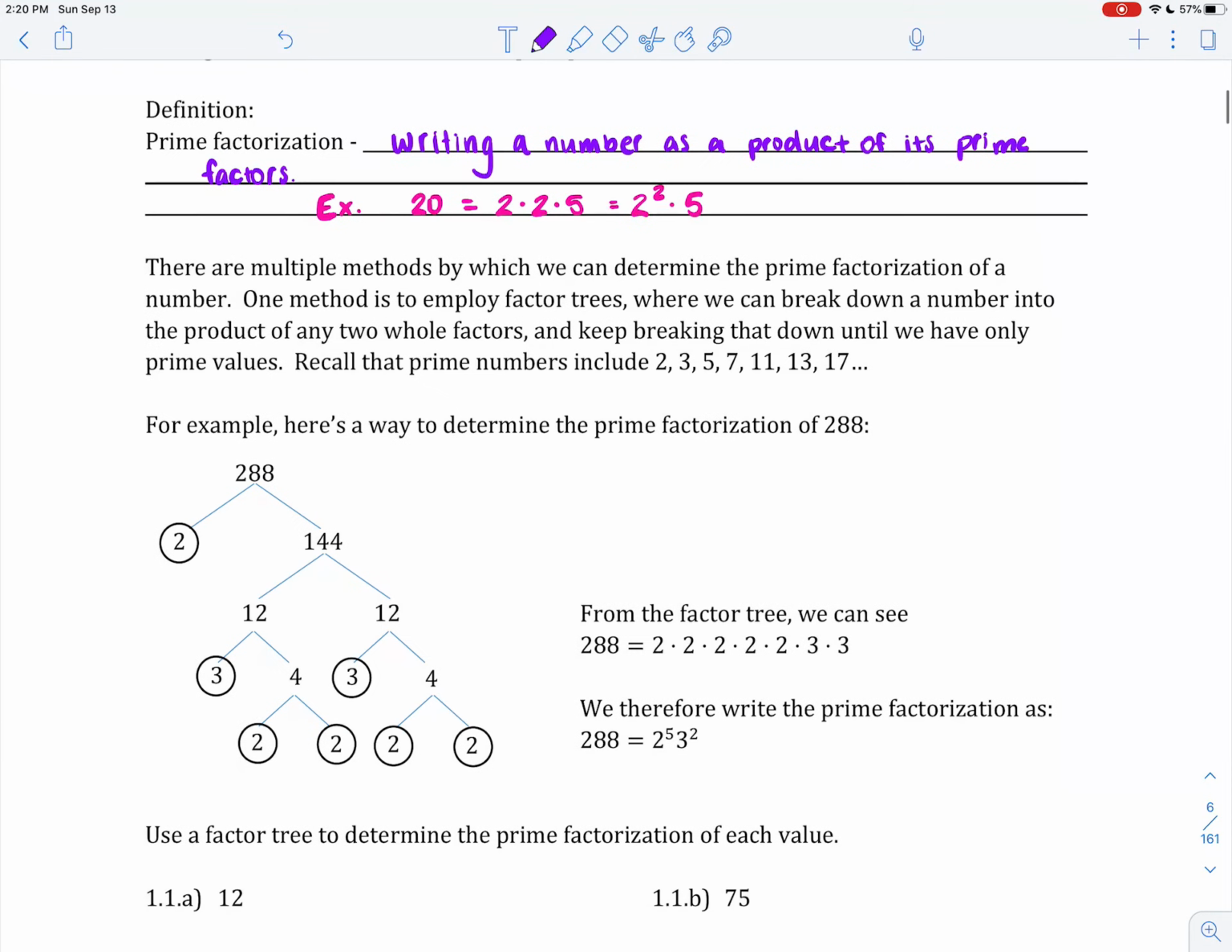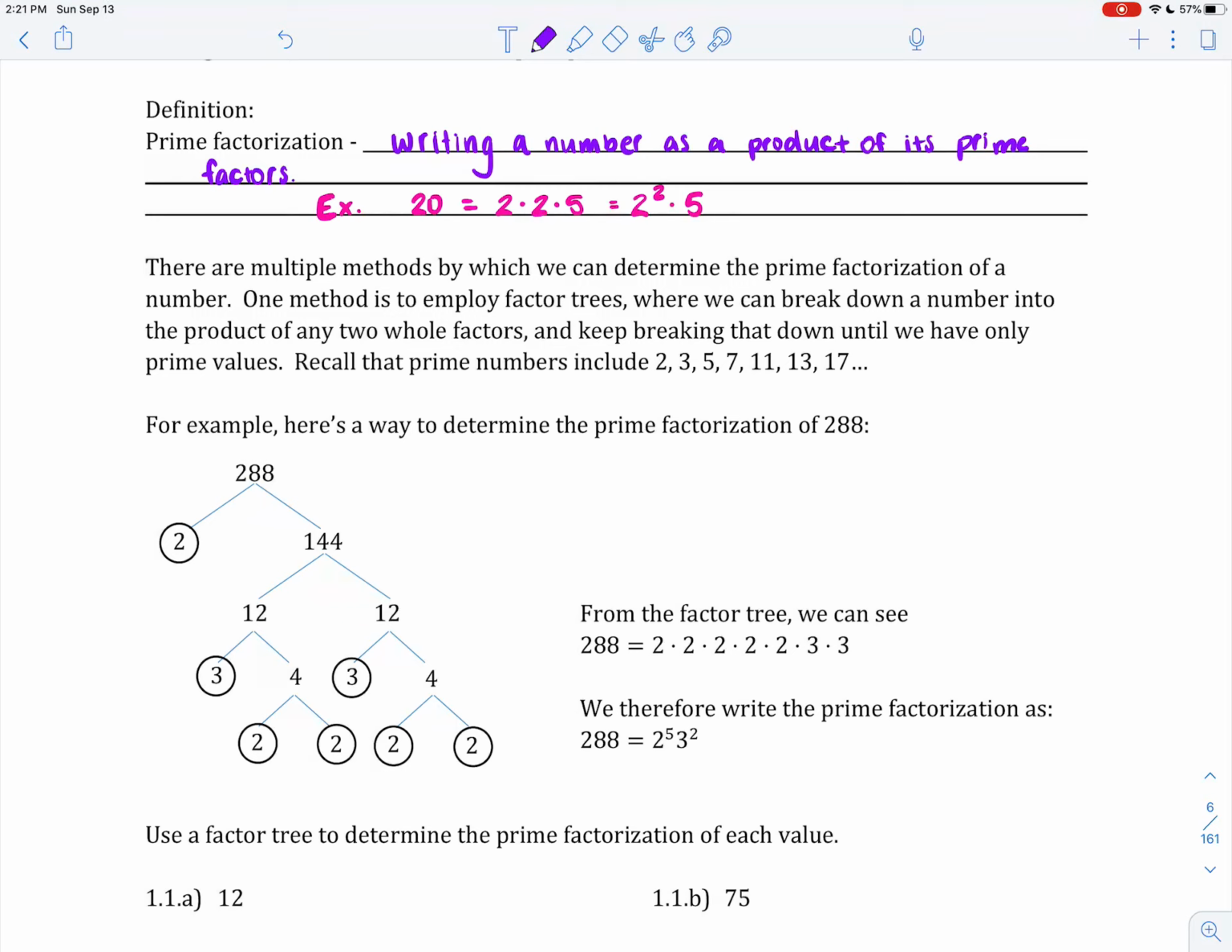So there are multiple methods that we could use to do a prime factorization. And the first one that we're going to take a look at is factor trees. What that is, we start with the number at the top, and then we start breaking it down into the product of any two whole factors. It doesn't have to start off as two prime factors, but any two. And then we keep on breaking it down until we're only left with prime numbers at the bottom. So just to recall, prime numbers are 2, 3, 5, 7, 11, 13, 17, 19, so on and so forth.